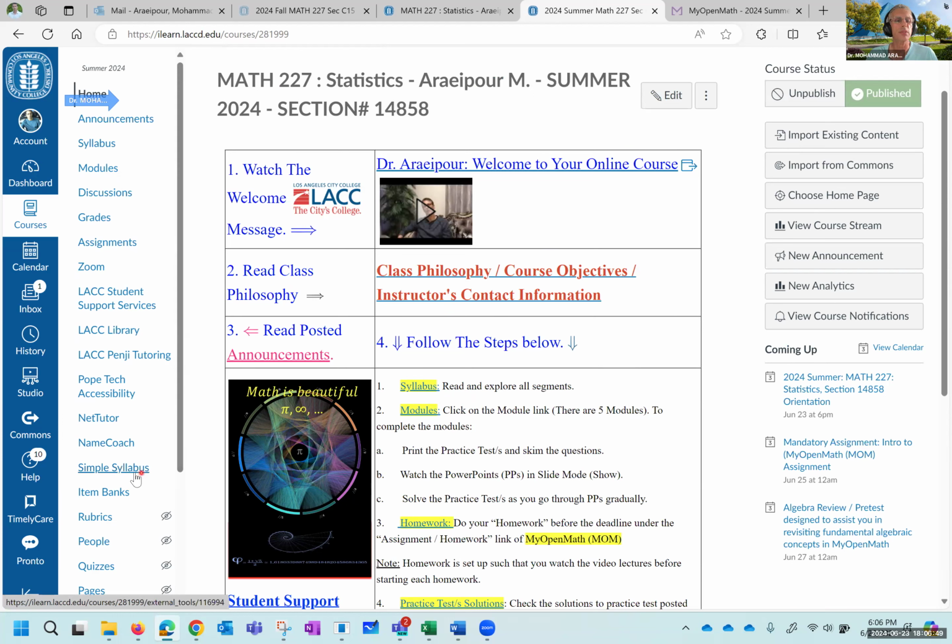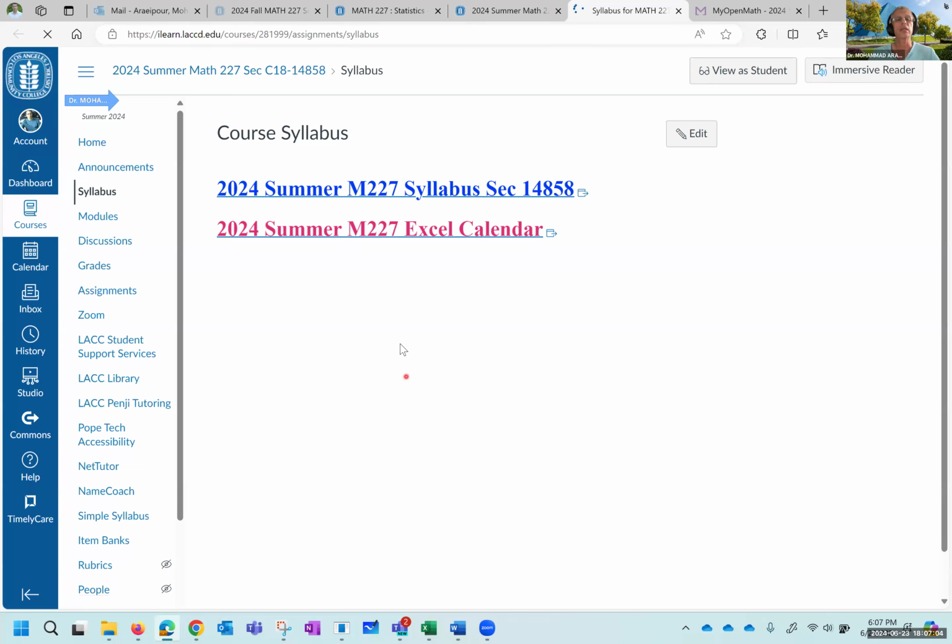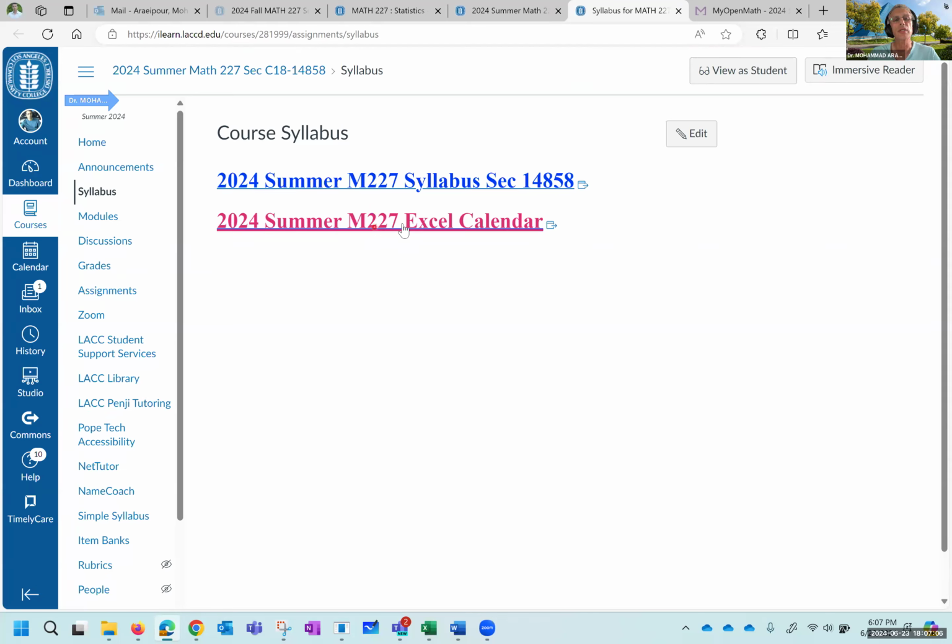By the way, the simple syllabus here is what they are coming up with nowadays, but it's not perfect yet. So going back to the syllabus up here or here will take us to the same link. It's the syllabus and the Excel calendar. Let me quickly click on the Excel calendar.